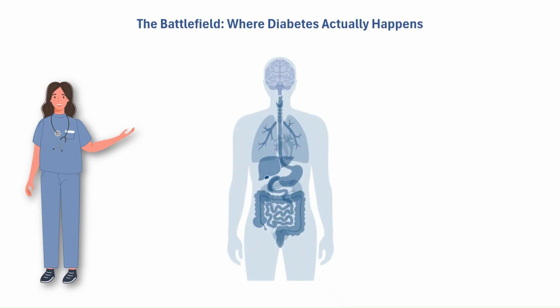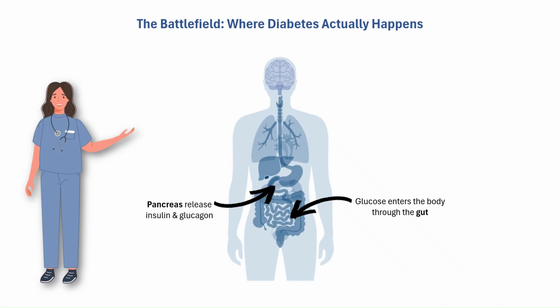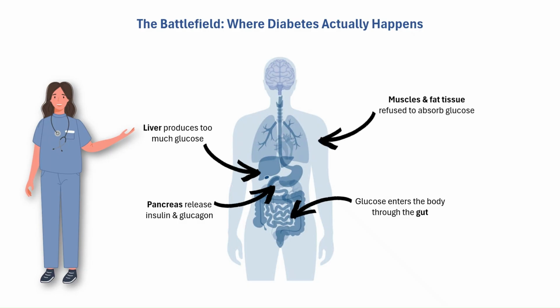So, let's map the battlefield. Glucose enters the body through the gut. It's regulated by hormones released after meals. The pancreas decides how much insulin and glucagon to release. The liver acts like a glucose factory, producing sugar even when the body doesn't need it. The muscles and fat tissue are supposed to absorb glucose. But in insulin resistance, they refuse. And finally, the kidneys, which normally reabsorb glucose, start holding on to far too much of it. Every anti-diabetic drug works by targeting one or more of these organs.